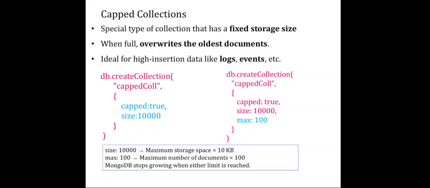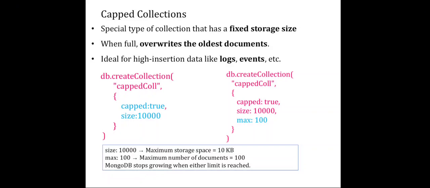So this capped: true indicates that we are going to create a collection which is of type capped. And then the second one, size: 10000. This size parameter specifies the maximum storage space allocated for the collection. It is measured in bytes and not in the number of documents. In this example, the collection is allocated 10,000 bytes or approximately 10 kilobytes.